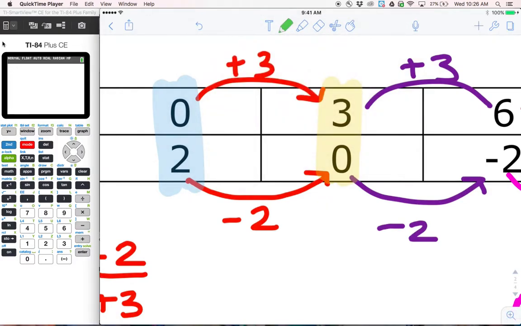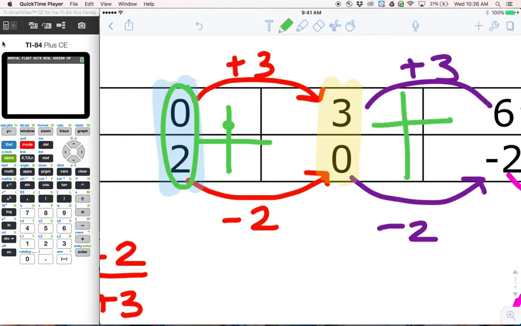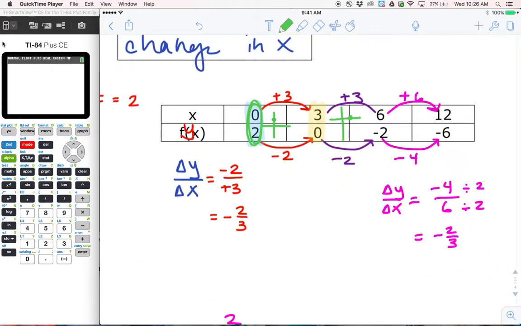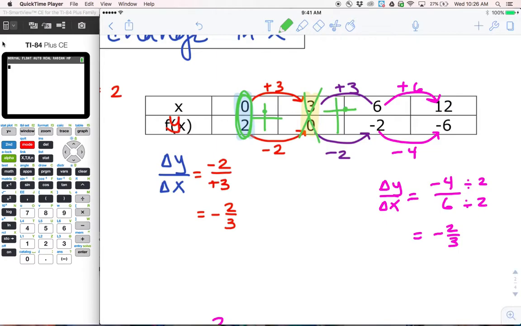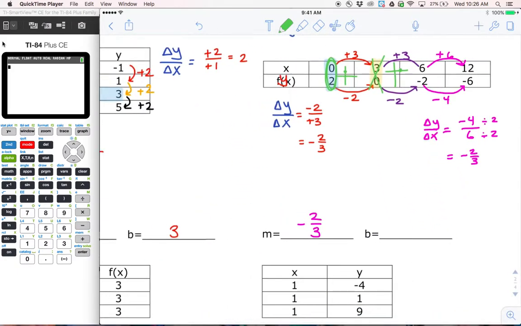So if I was going to graph these 2 points, the point (0, 2) would be 0, up 2. The point (3, 0) would be right here. Hopefully we can see that this is the y-intercept, not this one. That's not the y-intercept, that is on the x-axis. So my y-intercept in this case is 2. All right.